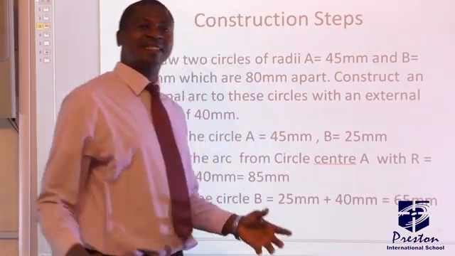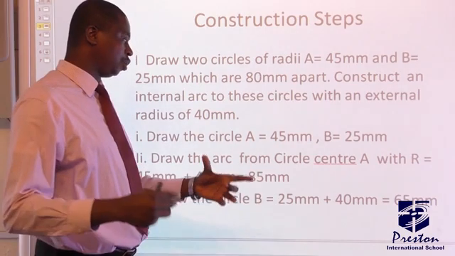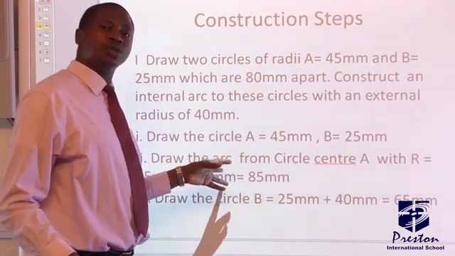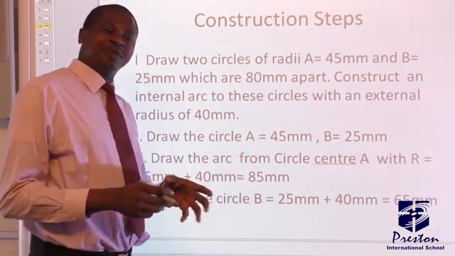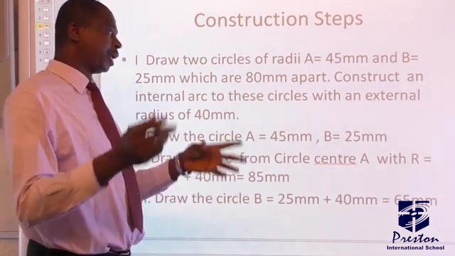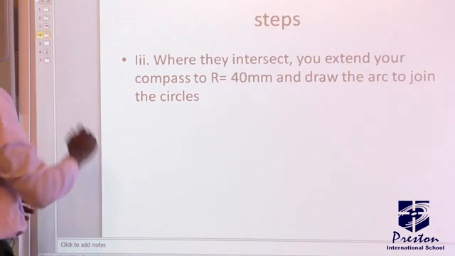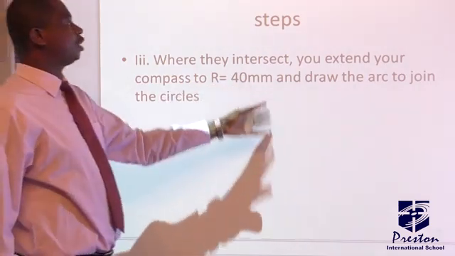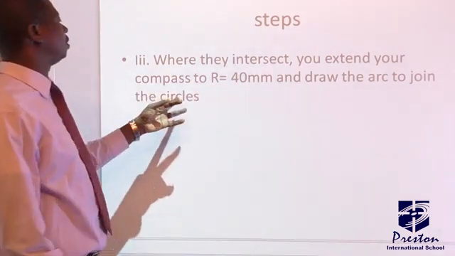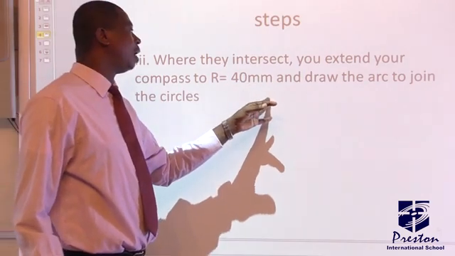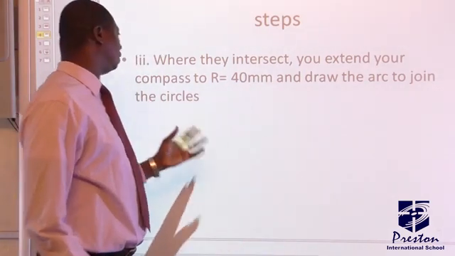So we are adding the external radius to the circle radius to find the point of intersection where we can draw the arc. So in our next slide, let's look at the practical steps. Where they intersect, you extend your compass to 40 mm and draw the arc to join the circles.